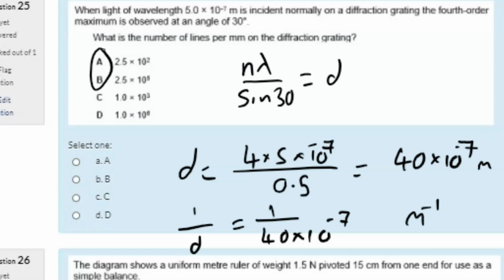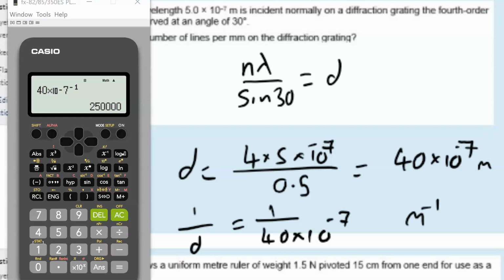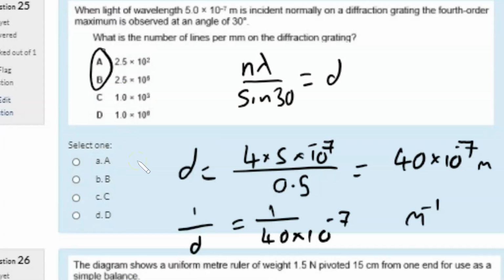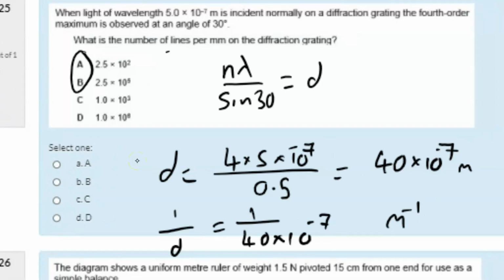So I'll just chuck that into my calculator. Just remember that Maths very kindly gave me one of their on-screen calculator licenses. So that's 250,000. That's in per meters. So to get it in per millimeters, we need to divide by 1,000. And I make that 250, which is the same as that, which is in fact the answer.